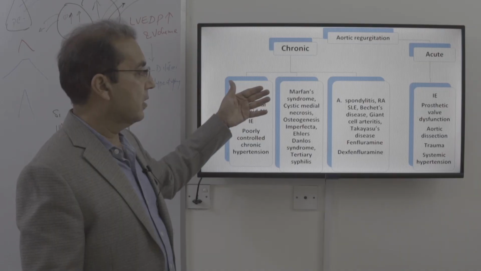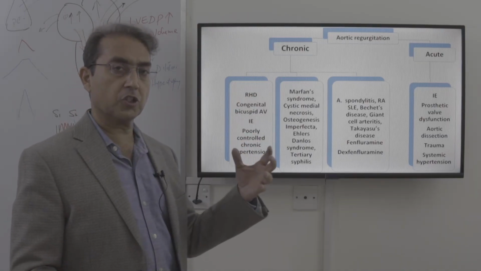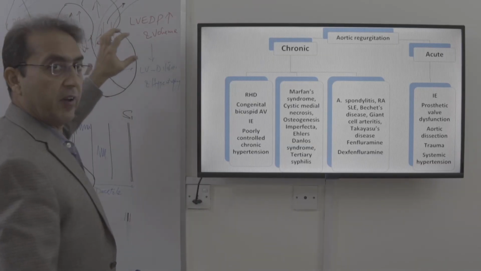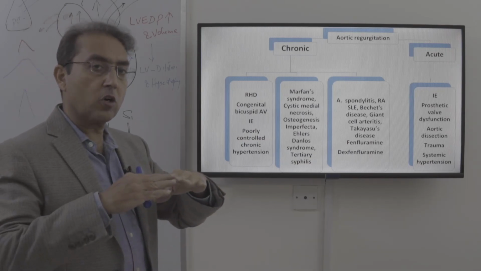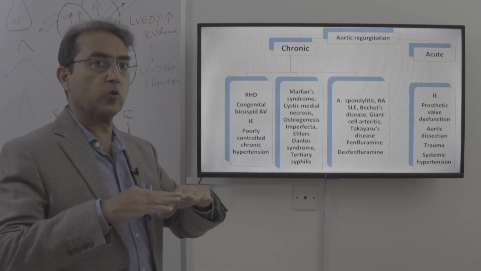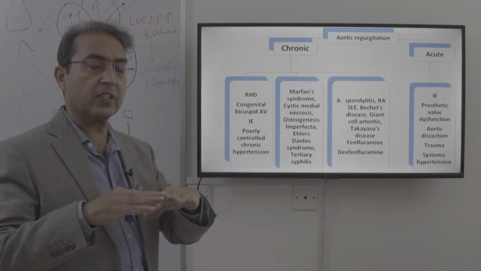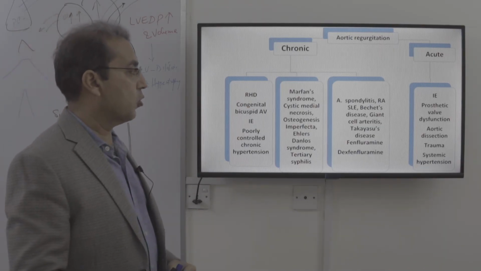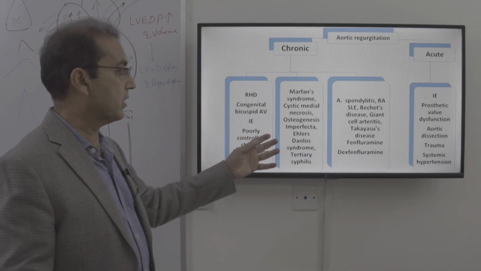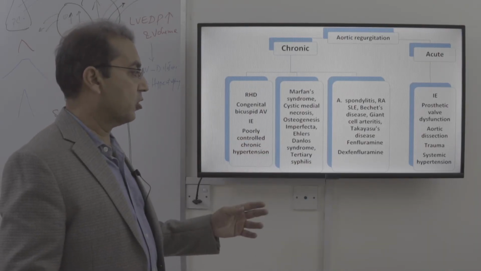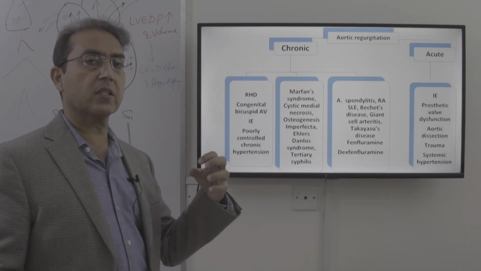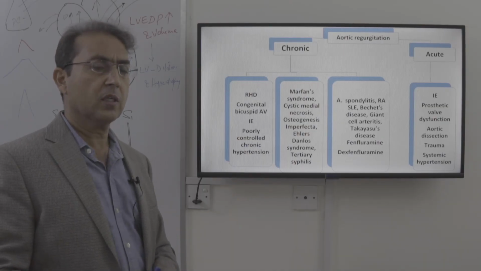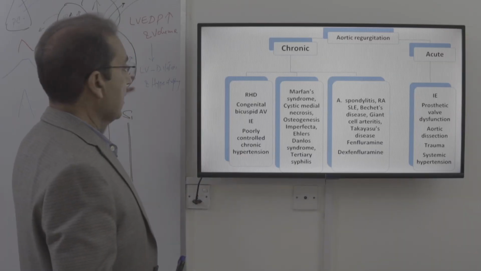And then there is a list of conditions which can cause dilatation of the aortic root. When this aortic root is dilated, the valve leaflets cannot coapt, they do not come into close proximity to each other so that the aortic orifice can be closed. So that can result in aortic regurgitation. For example, Marfan syndrome, cystic medial necrosis, osteogenesis imperfecta, Ehlers-Danlos syndrome, and tertiary syphilis. All these conditions can result in the dilatation and sometimes even the aneurysm of the ascending aorta. So that can result in aortic regurgitation.